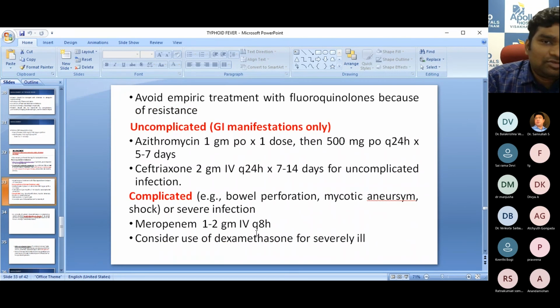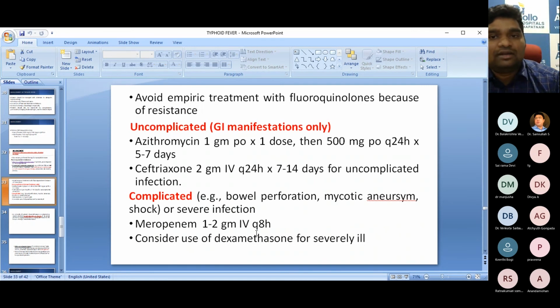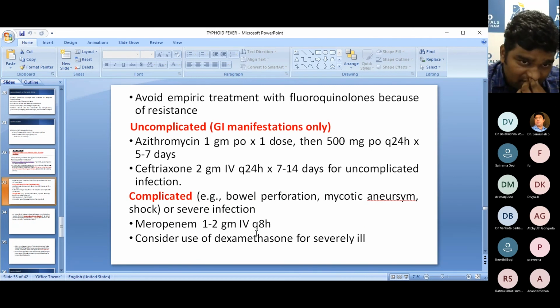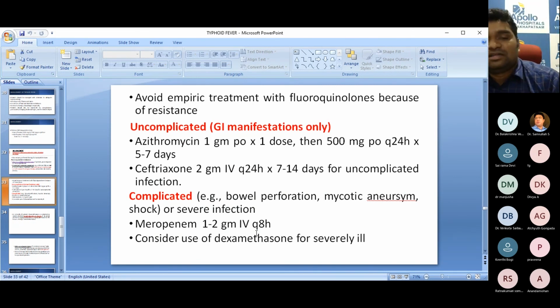Avoid empiric treatment with fluoroquinolones because of resistance, and here the management mainly depends on uncomplicated versus complicated. Uncomplicated, with only GI manifestations: azithromycin 1 gram for one dose, then 500 mg 24 hourly for 5 to 7 days, or ceftriaxone 2 grams IV once daily for 7 to 14 days.